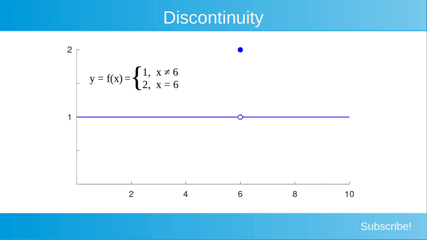Now, this is a particular type of discontinuity referred to as a removable discontinuity. We could remove the discontinuity if we set the function value at x is equal to 6 to be equal to 1.